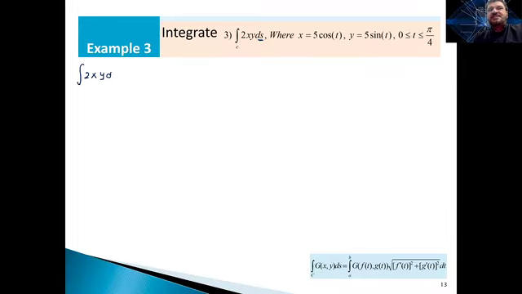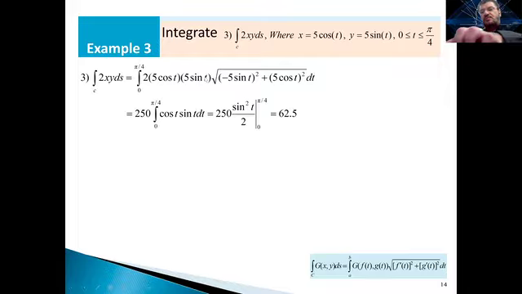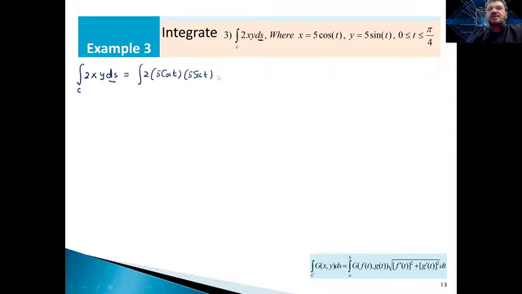2xy ds over the curve C is equal to the integration of 2, x again is 5 cosine t, y is 5 sine t, ds. Now what's ds? Remember S? It's the square root.